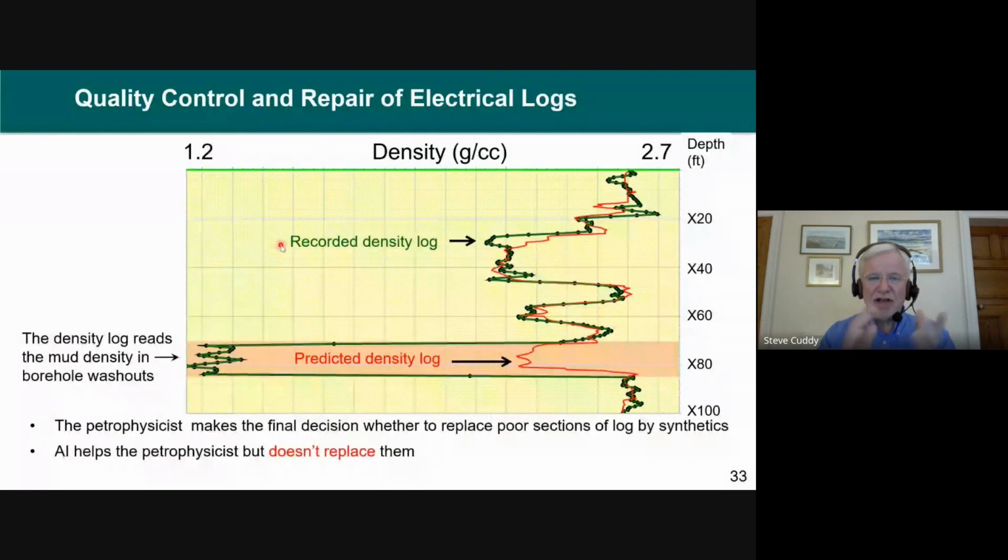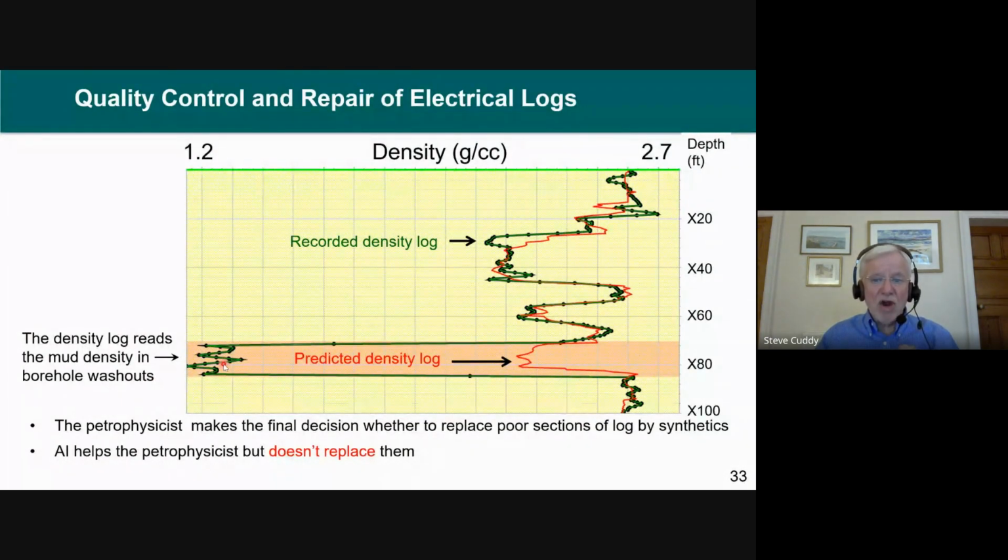So let me show you a very simple example. Typically, if we have a density log, this is the scale here, 1 to 2, 3. The recorded density log every 6 inches is shown in green. But where we have a washout, this is a pad tool. When it's a washout, the tool is measuring mud, and the mud has got a low density. So in a washout, the density is incorrect.